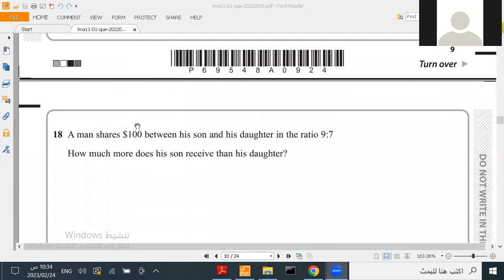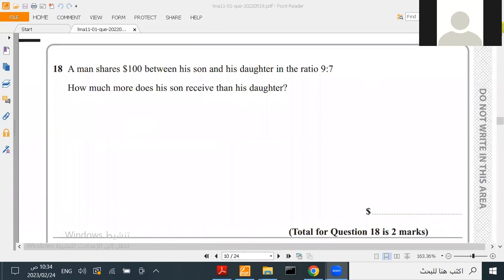Okay, B, we did it. Now let's move on to 18. Question 18: A man shares $100 between his son and his daughter in the ratio of 9 to 7. How much more does his son receive than his daughter? They want to know how much more money the son gets than the daughter.